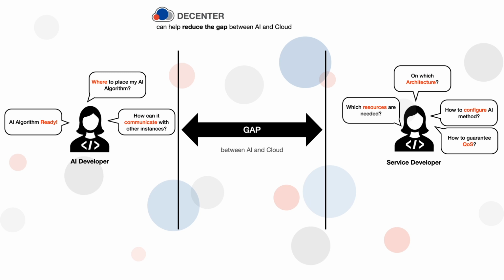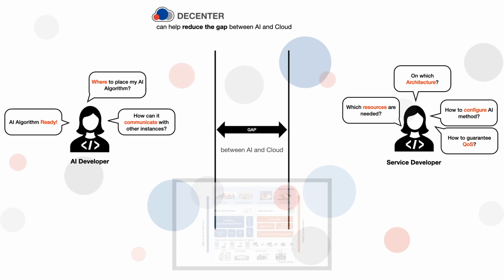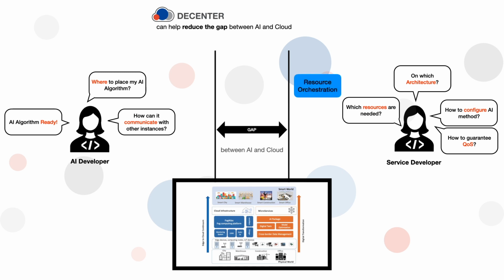One of the purposes of Decenter platform is to help developers build AI services in a more intuitive way by reducing this gap between AI and cloud technologies. To this end, Decenter provides various methods such as resource orchestration, App Composer or Decenter AI package. This video will present the various functionalities of Decenter in a Smart Office AI service.